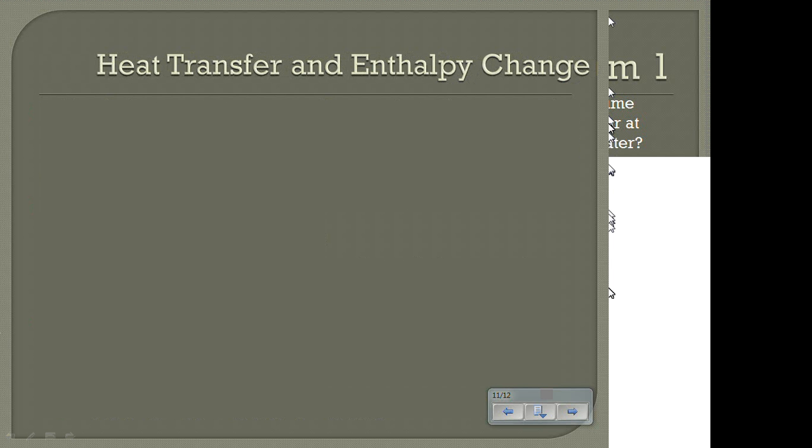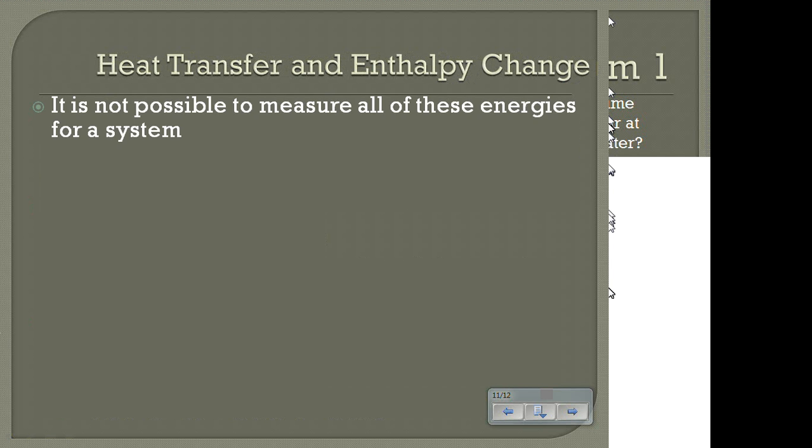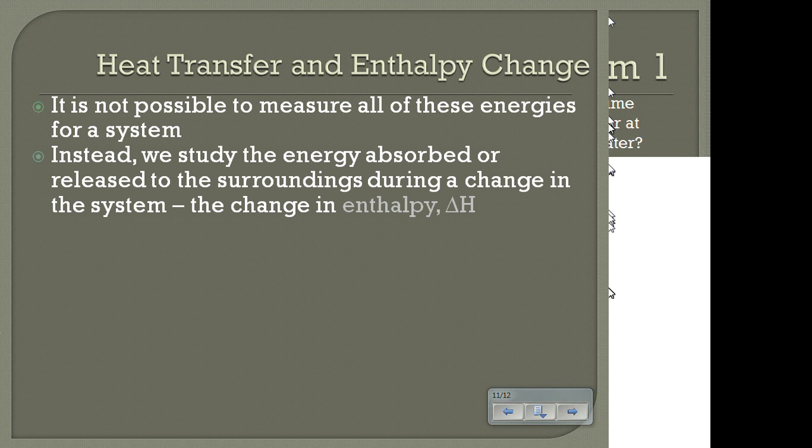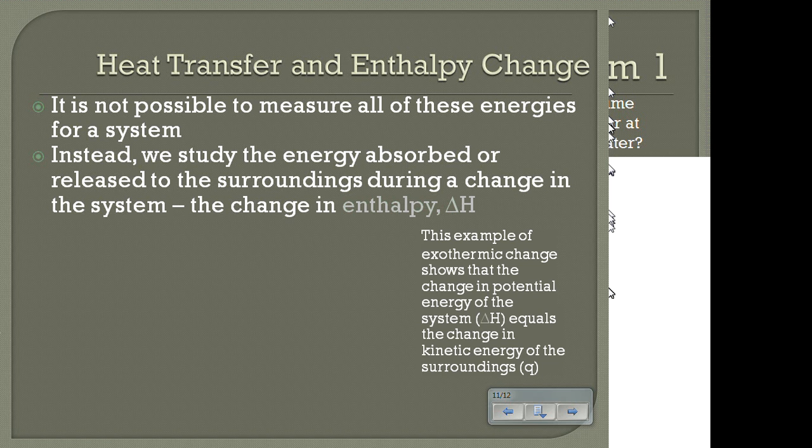When we're looking at this change in energy of a system, it's not possible to measure all of these energies. It's not possible to measure how much molecules are moving around or how much energy is present in the nucleus and all that. But what we can do is study the energy absorbed or released to the surroundings during a change in the system. That is what we call the change in enthalpy, which is delta H. So this is a very new concept. We're going to learn a lot more about it in the coming videos. This is just a quick introduction to it.